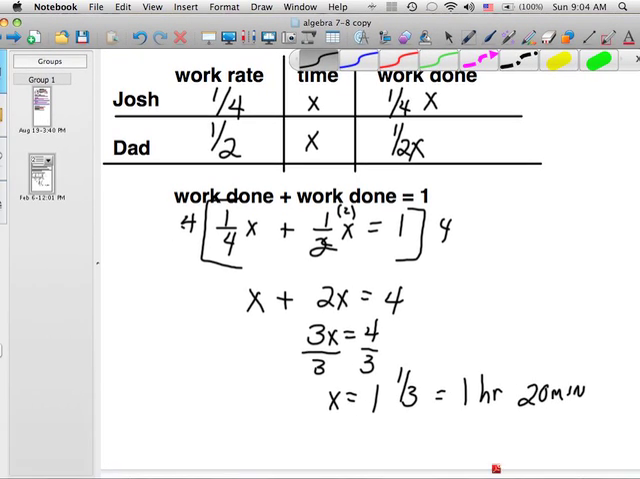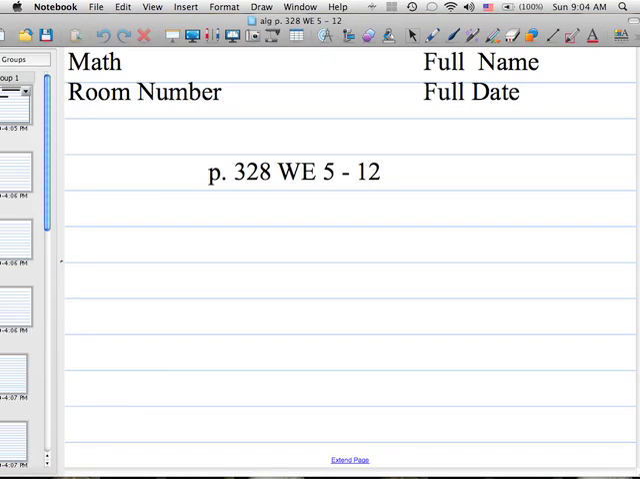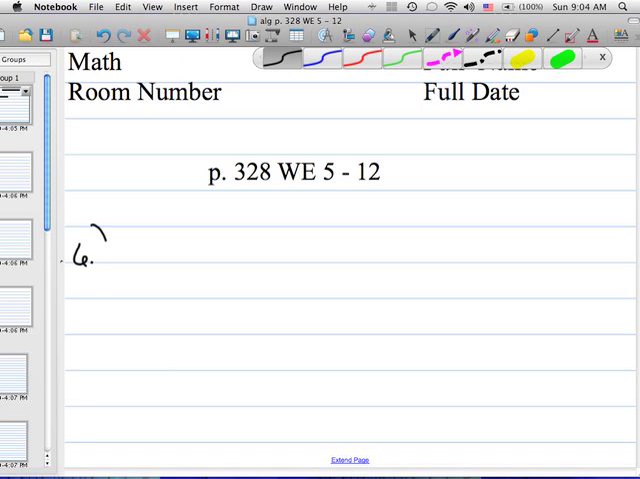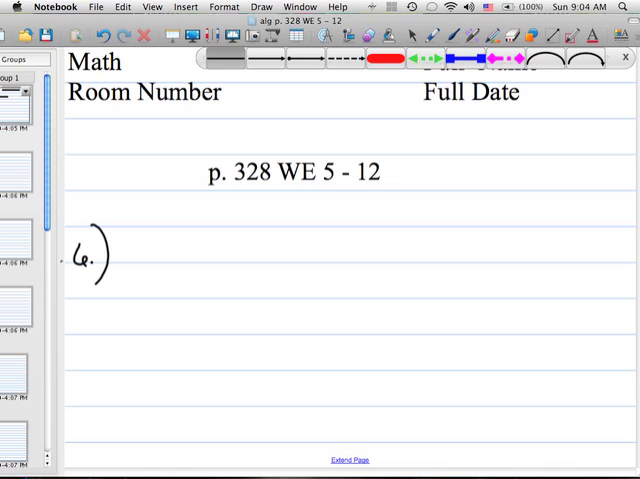Keeping this equation formula, we're going to do the word problems on page 328, 5 through 12. So head your paper, skip a line, put your title, skip a line, and we're on number 6. If you look at the directions on page 329, where they start at 5 through 8, you're to go back and solve the problems in oral exercises 5 to 8. So number 6 is going to be number 6 in the oral exercises. So we'll make our chart.